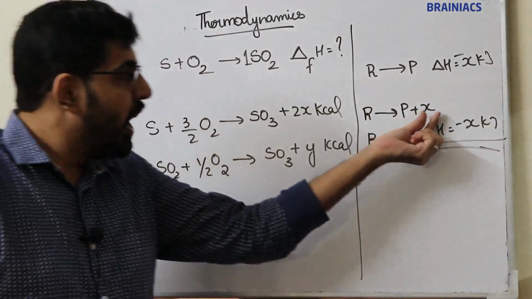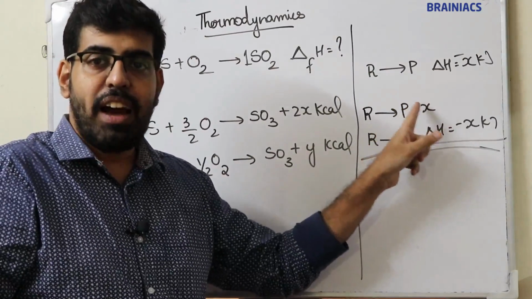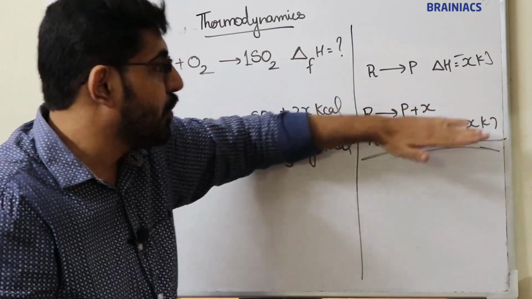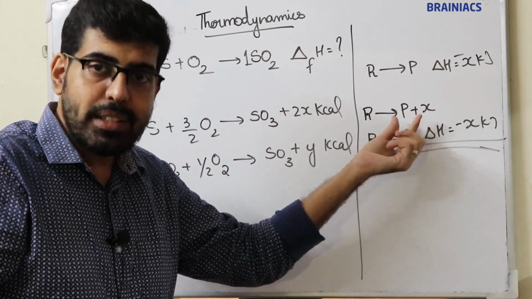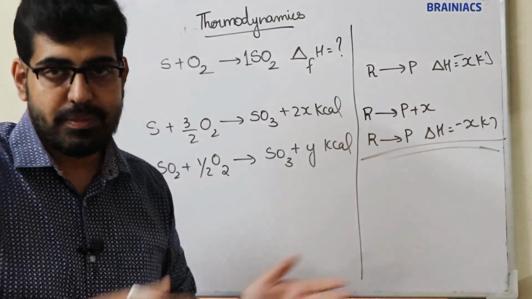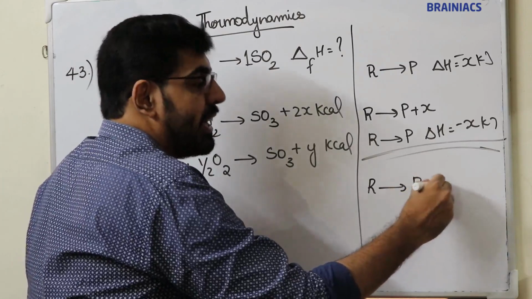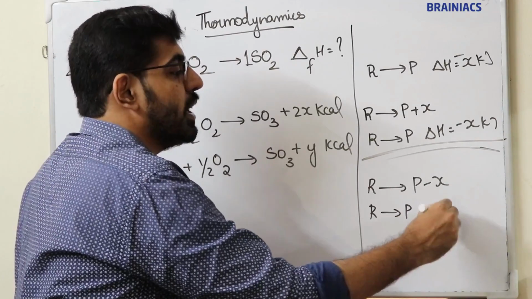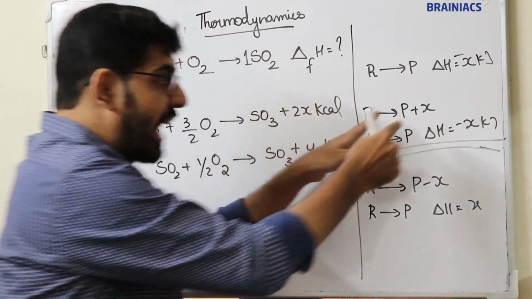If x value is added with the product, then if you take delta H, the value will be minus x. If you represent this equation like this, then if energy is added with the product, then delta H value will be minus of that energy. If it is R giving P minus x, if it is subtracted, then R giving P, delta H will be equal to x kilojoules.